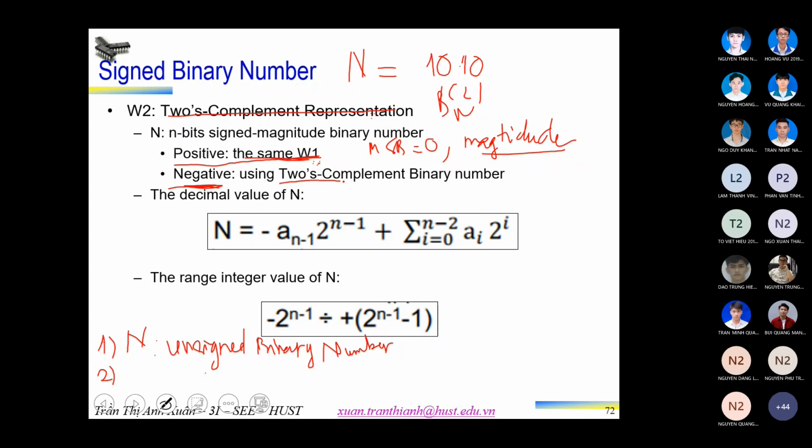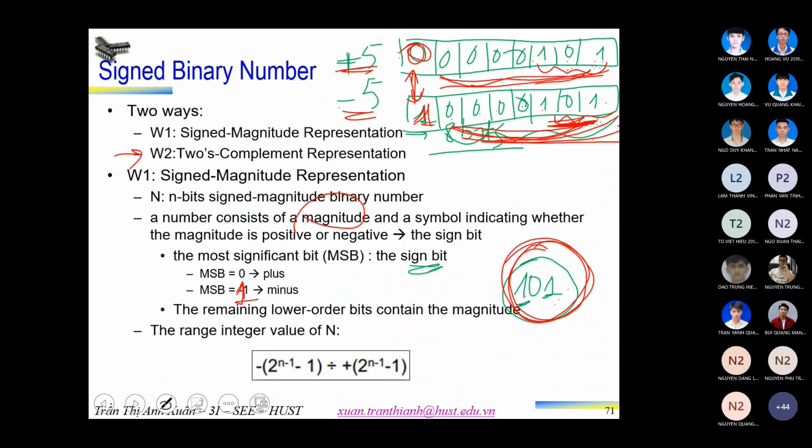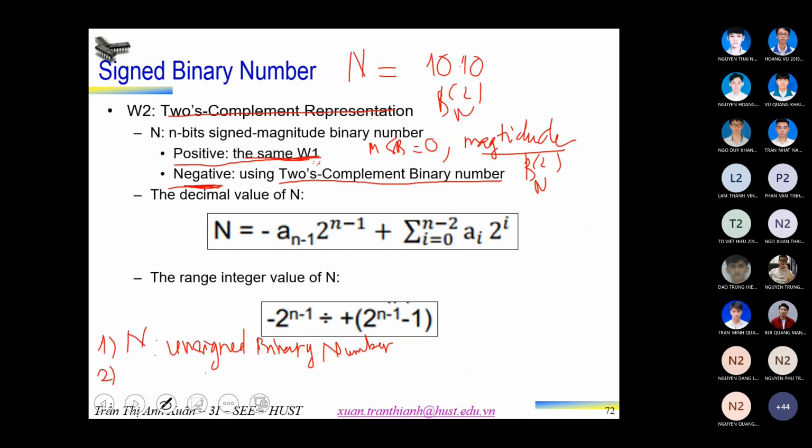Với số âm thì người ta sẽ dùng gì ạ? Mã bù 2. Khác với cách thứ nhất, cách thứ nhất người ta chỉ cần đảo bit dấu thôi, nhưng ở đây người ta phải sử dụng hẳn một mã khác, đó là dạng bù 2 của số dương. Được chưa? Hiểu chưa em? Phân biệt được chưa? Vâng cô ạ. Rồi, ok. Chỉ có hai thông tin lưu ý như thế thôi.